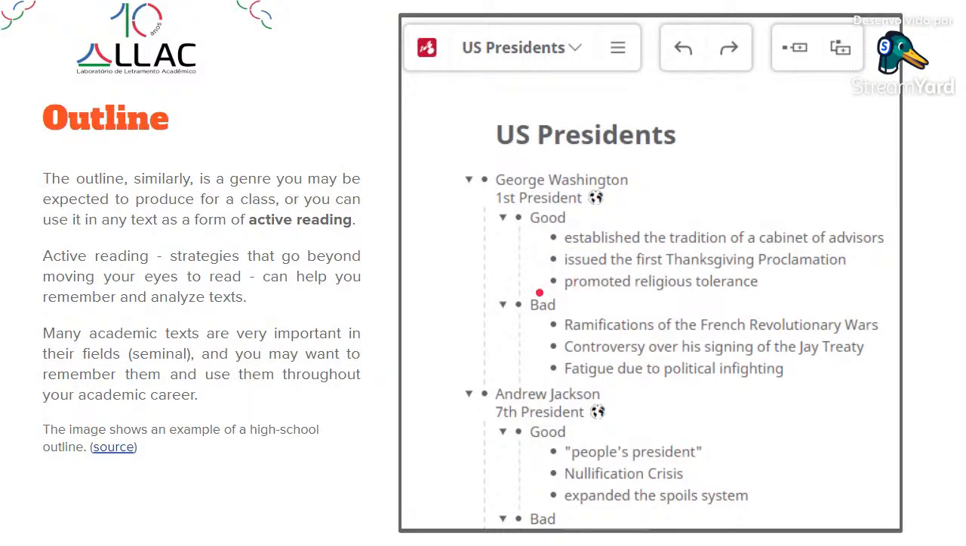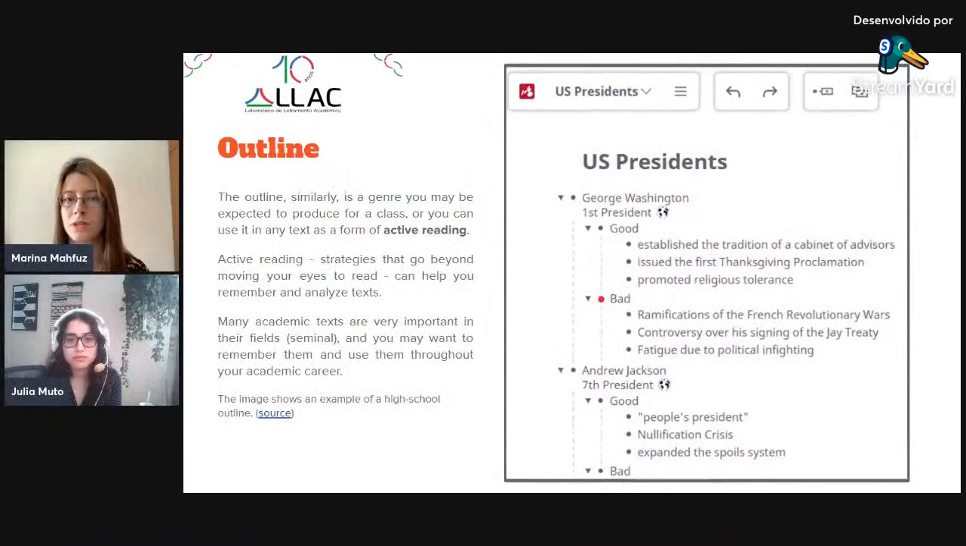So this helps you, right? Because you look at this and you think, oh my God, what did George Washington do in his administration? So he did this as good actions, and he did these other actions that were not so good. So this helps you to remember exactly the information from the text. You see, the sentences are complete. It makes you remember what you read.